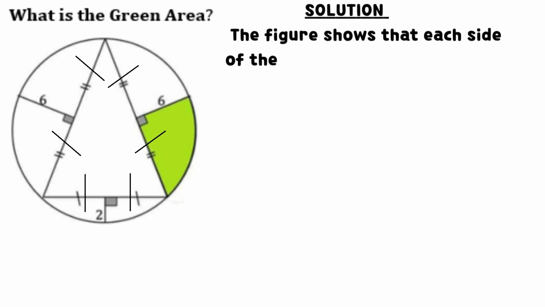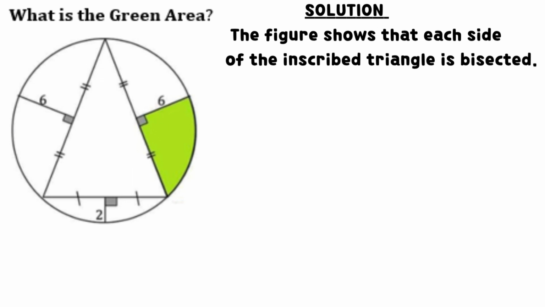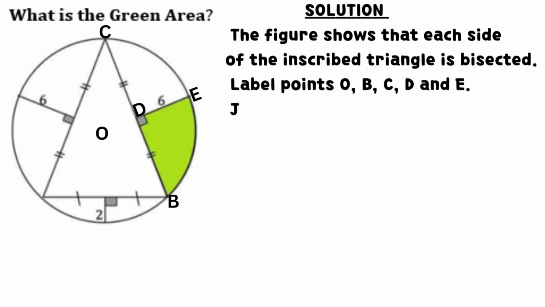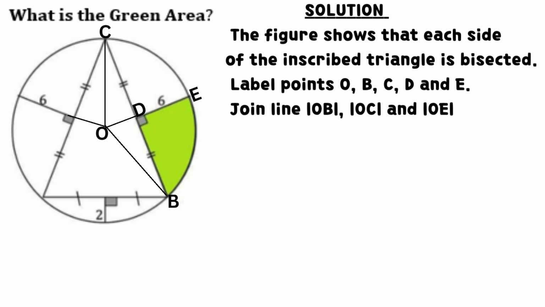The figure shows that each side of the inscribed triangle is bisected. Label points O, B, C, D, and E. Join line OB, line OC, and line OE.